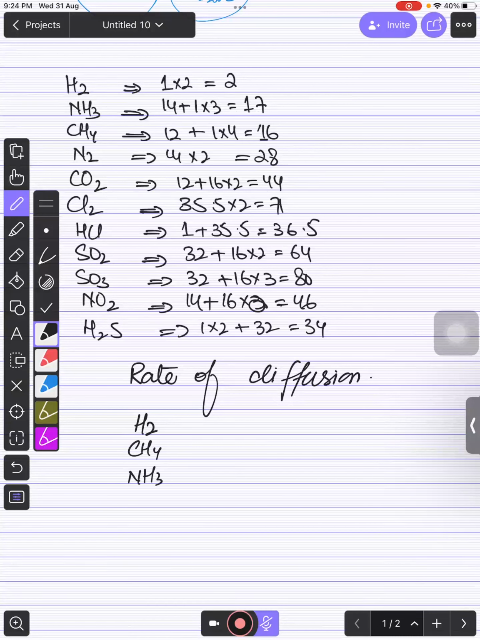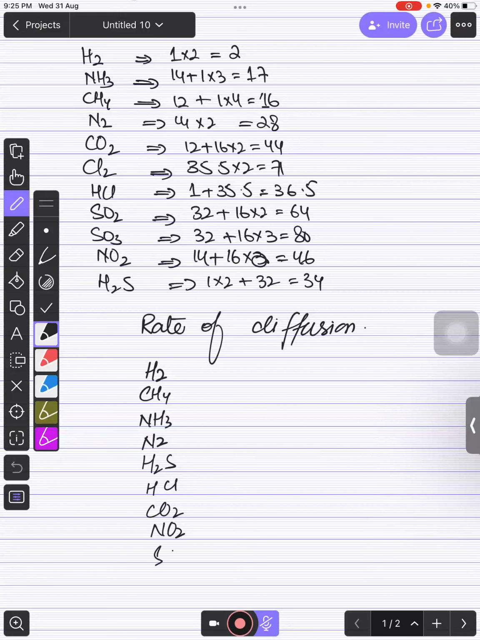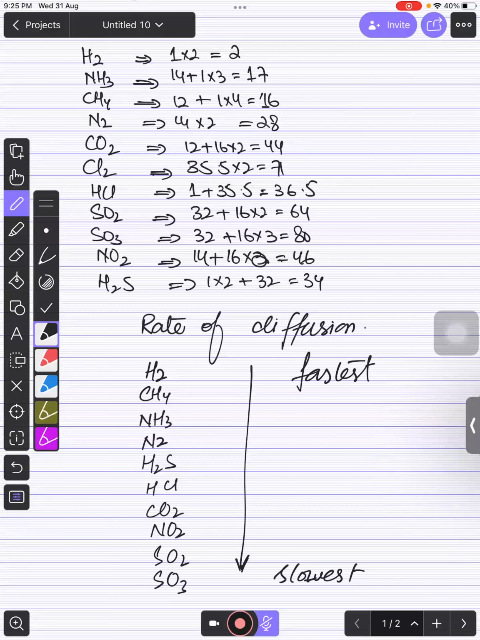And after these gases, we have nitrogen gas, and after nitrogen we have H2S gas, right? And after this we will have HCl gas, right? And after HCl we will have carbon dioxide gas, then we have NO2 gas, right? And after this we have sulfur dioxide, and then we have sulfur trioxide. So you can say that this is the fastest to slowest rate of diffusion, right, bacho? Yes, sir. Is there any problem with any one of you?